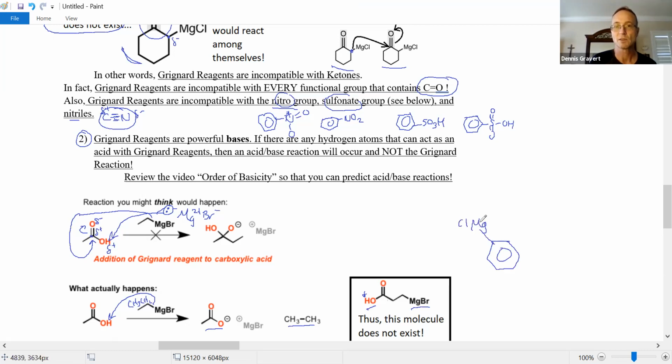Can you make this Grignard? It's way over there on the other side of the benzene ring. But that's benzene sulfonic acid. That is acidic. So nope. This molecule and that one do not exist. Nope, can't make that because that's acidic.